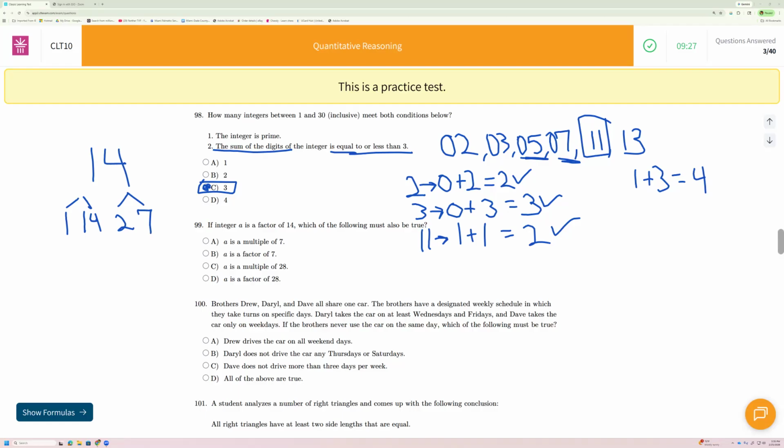Okay, so integer a. So any of this could be a. A equals 1, 14, is also 2, 7. So a is a factor of 7? No, because 2 wouldn't be a factor of 7, nor 14. So that is incorrect. A multiple of 7, sorry, meaning like 14, 17. So the one, let me erase that. The one I eliminated was being a factor of 7. That's the one I just eliminated.